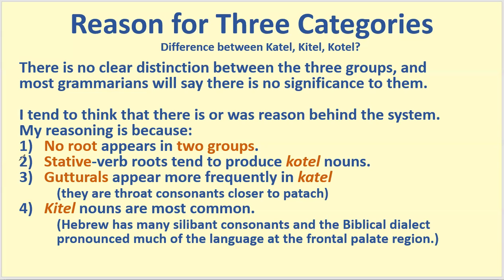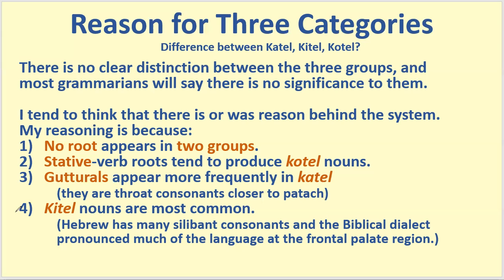Second reason, verbal roots that tend to convey some sort of state of being idea, stative verb roots, they tend to produce kotel nouns. So I wonder if state of being verbs are usually assigned to kotel forms on purpose. Furthermore, we know that gutturals appear more frequently in kotel forms because gutturals are produced in the throat, which is closer to the vowel patach, a.